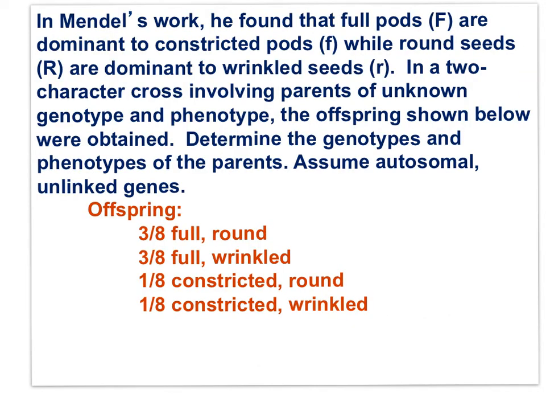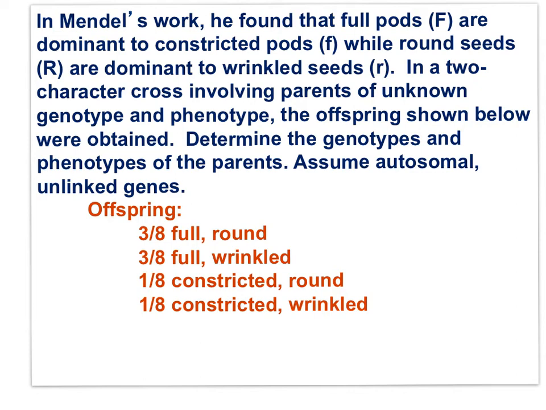Here's another problem. It's a 2-gene cross but not a dihybrid. In Mendel's work, he found that full pods were dominant to constricted, while round seeds are dominant to wrinkled seeds. In a 2-gene cross involving parents of unknown genotype and phenotype, the offspring shown below were obtained. Determine the genotypes and phenotypes of the parents and assume autosomal unlinked genes. Let's look at this by examining the cross of each gene alone. We can see that there are 6 full and 2 constricted. That is a 3-to-1 ratio.